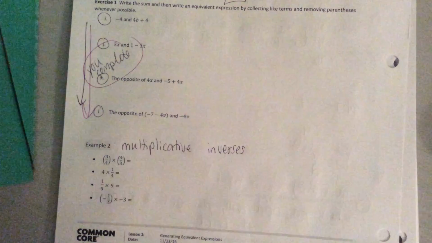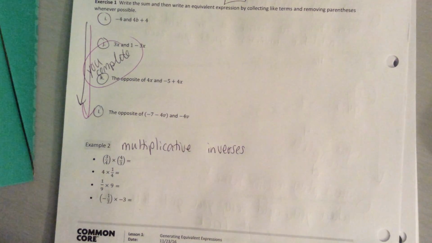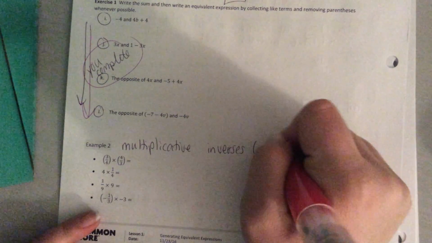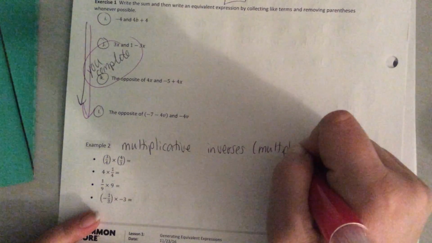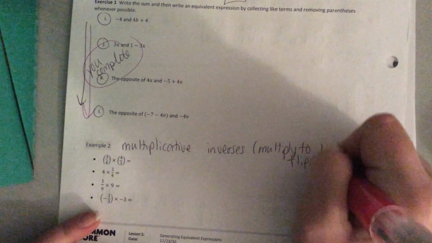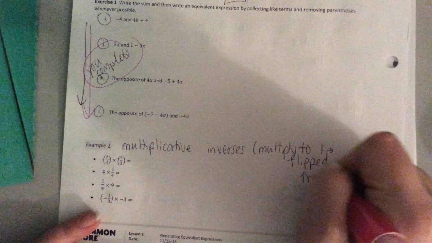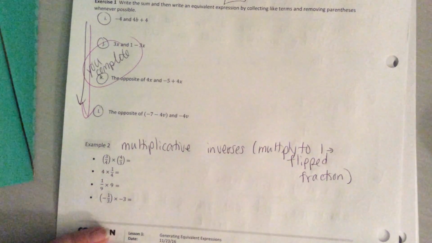So this is the word that people have trouble saying a lot of times. You want to just start by saying multiplication. Multiplicative. Okay? Multiplicative inverses, meaning they multiply to 1. So it's just the flipped fraction is what it is, the flipped fraction, okay?